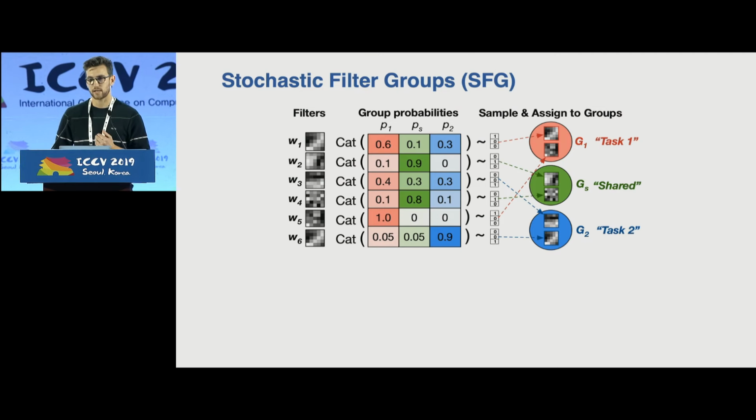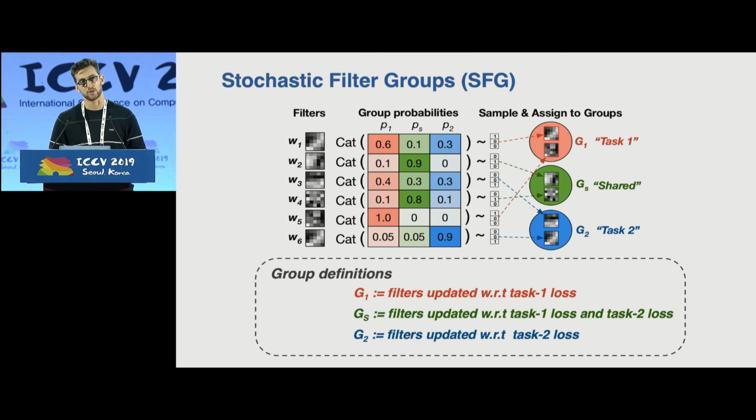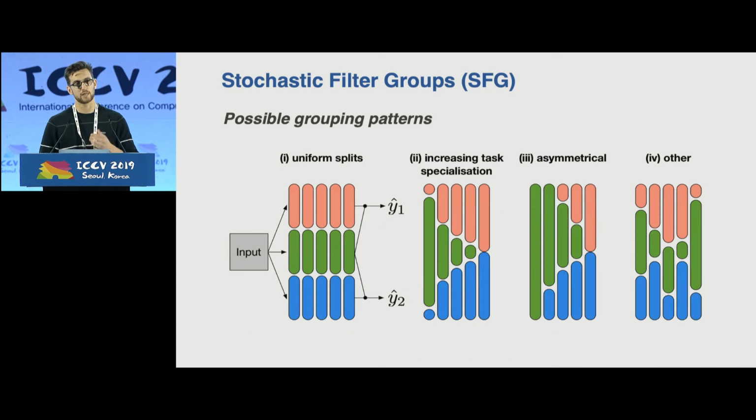We define the task-specific groups as a set of filters which are optimized by respective task losses. And following similar logic, the shared group is optimized by both losses. And the aim is to learn a task-specific or shared representation that improves multitask performance. And importantly, these probabilities define the kernel allocation amongst tasks.